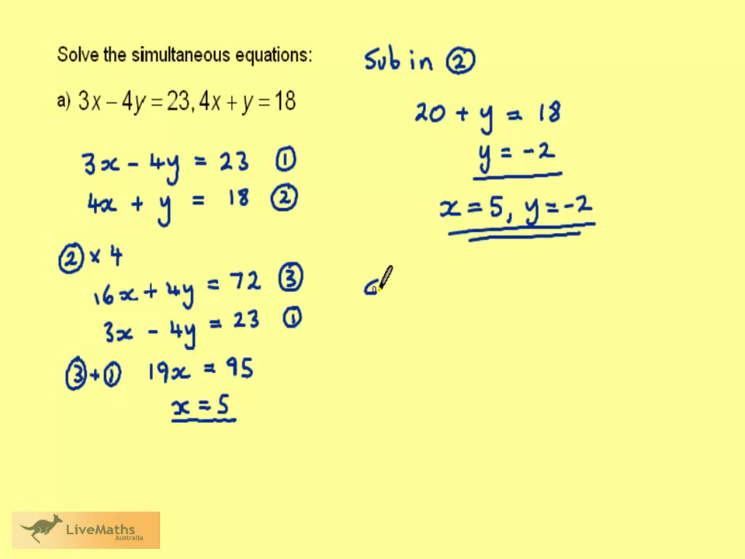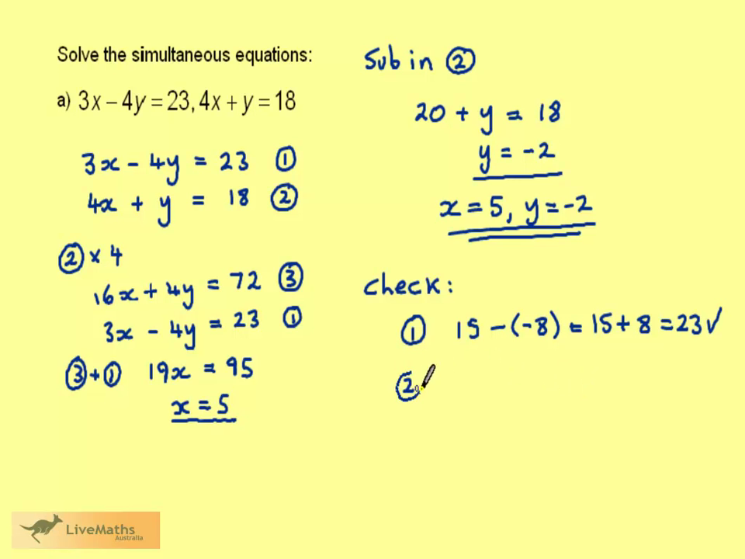Of course, we should always check. Looking at equation 1, if x is 5 and y is minus 2, 3 times 5 is 15. Take away 4 times minus 2, which is minus 8. This is 15 plus 8, which is equal to 23, and this is correct.